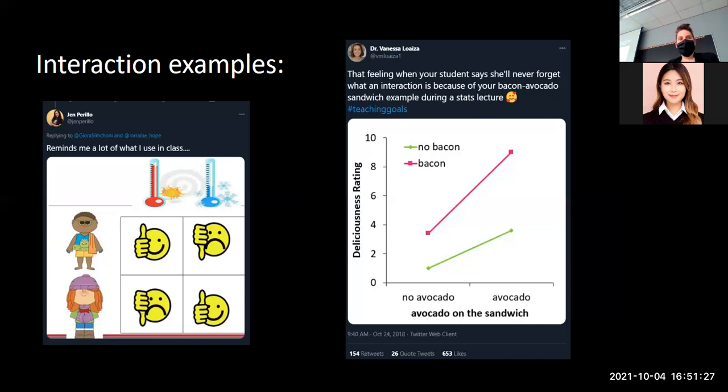happy. Right, so the way to phrase this like an interaction is the relation between temperature and happiness depends on what you're wearing. And we could do it the other way too. The relationship between how much clothes you're wearing and happiness depends on temperature, how hot it is outside.